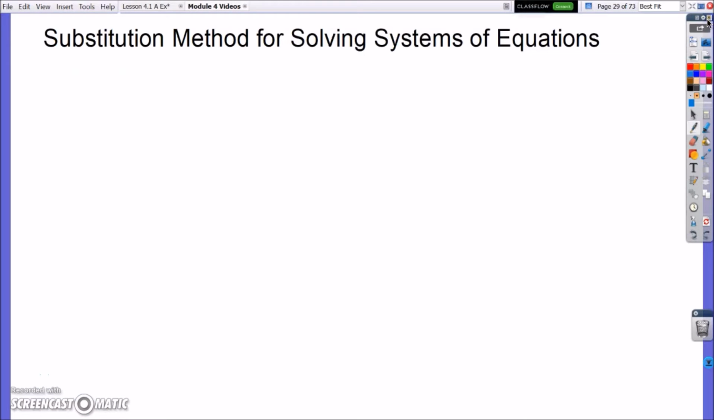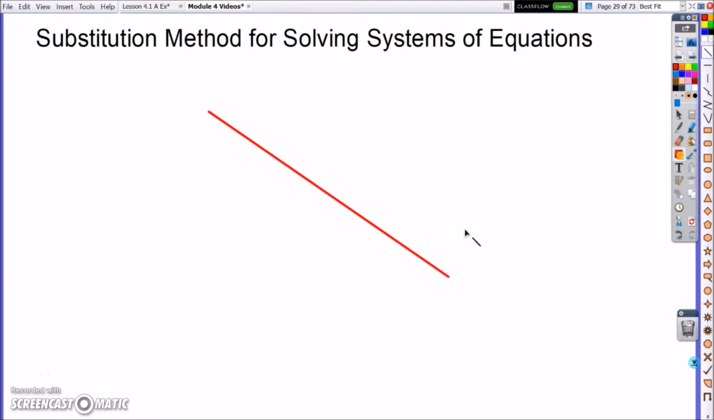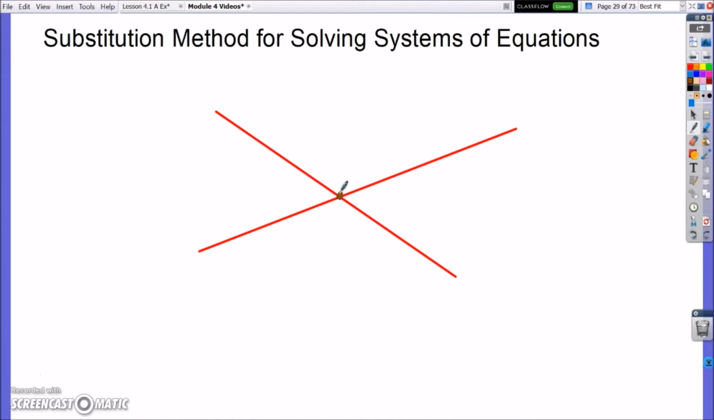Hey everybody, today what we're going to be looking at is the substitution method for solving systems of equations. Previously, when we graphed two lines, we saw where they intersected. We found this point was the point of intersection, and that was our answer. Today we're going to do something a little different, where we substitute and solve algebraically, without the use of graphs. So let's take a look at this first example.